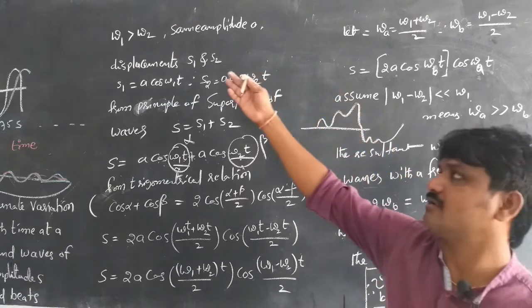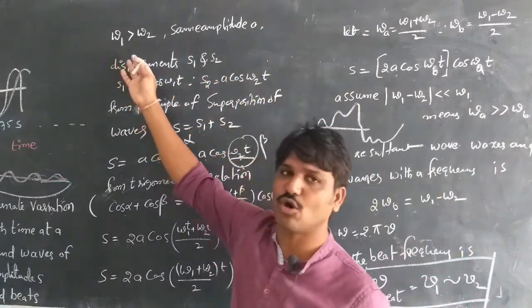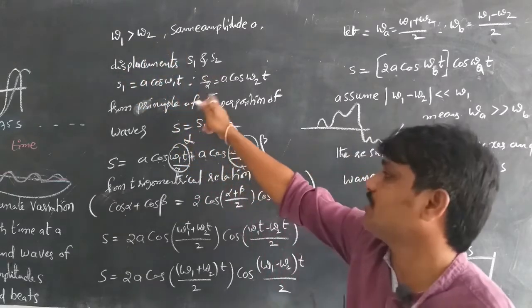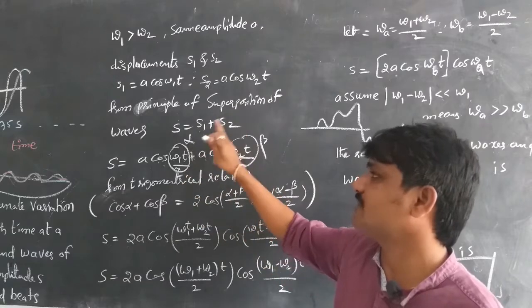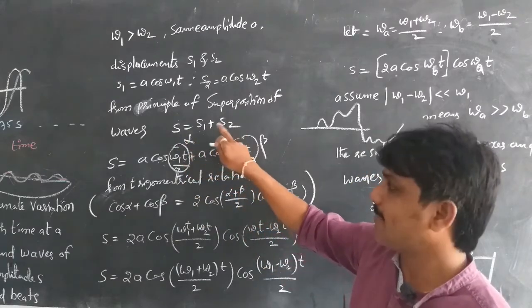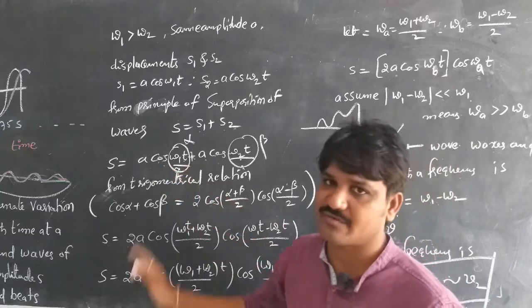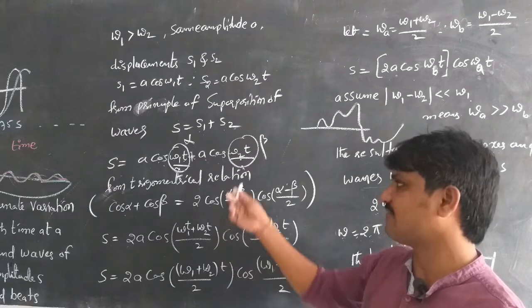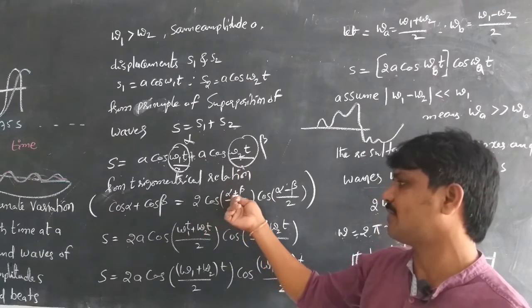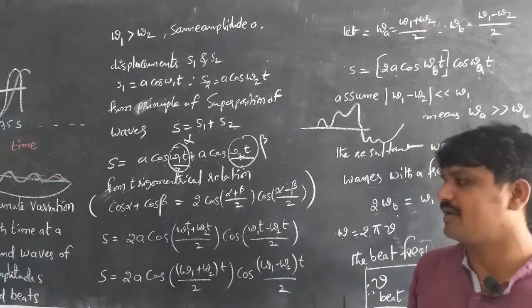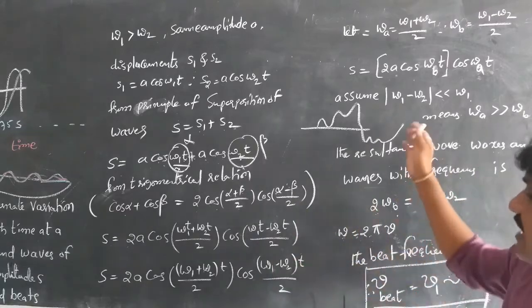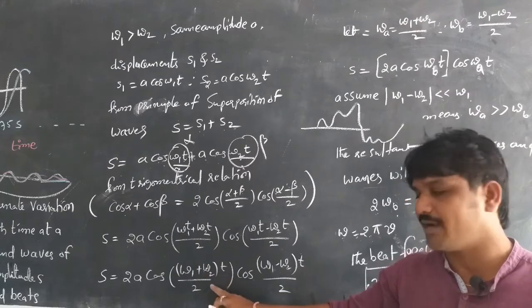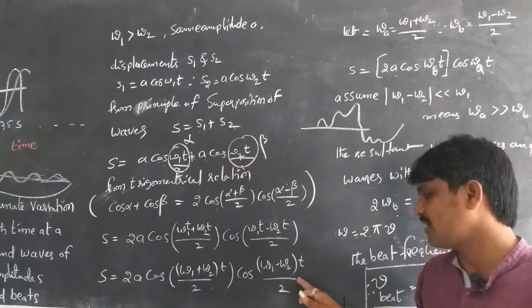Whenever we take the beats where the angular frequency of the first wave is more than the second one, omega 1 larger than omega 2, by taking the equations from the principle of superposition of waves, S is equal to S1 plus S2. Applying that, we get the trigonometrical relation cos alpha plus cos beta, which gives 2 cos of (alpha plus beta) by 2, cos of (alpha minus beta) by 2. From that, by calculation, we get 2A cos of (omega 1 plus omega 2) by 2 into t, cos of (omega 1 minus omega 2) by 2 into t.